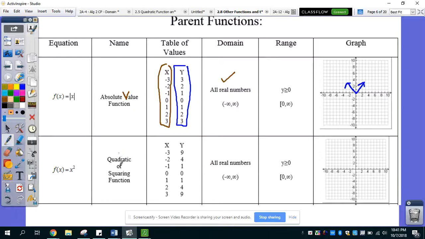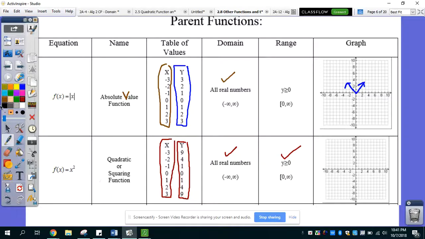For the squaring function, it's the same thing, wherein the value of x can be negative or positive, and any number that you square, whether it's negative or positive, will produce a positive value of y. So that's why the domain is all real numbers, and the range, or the y, can be from zero to positive infinity.